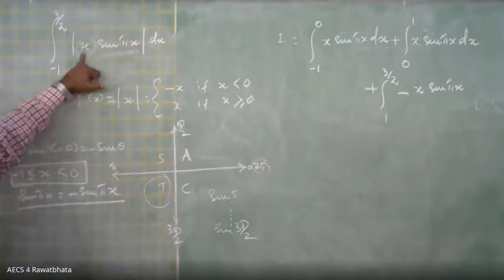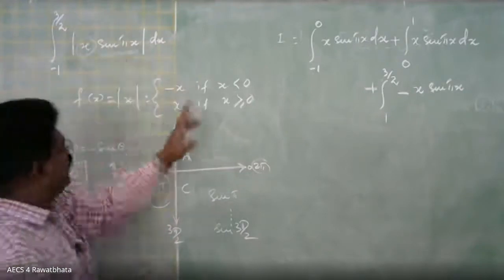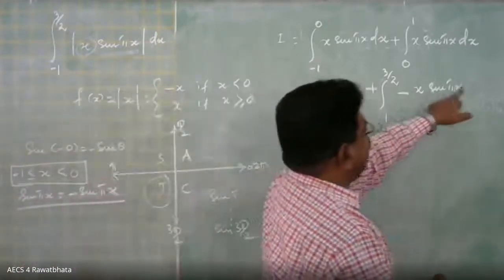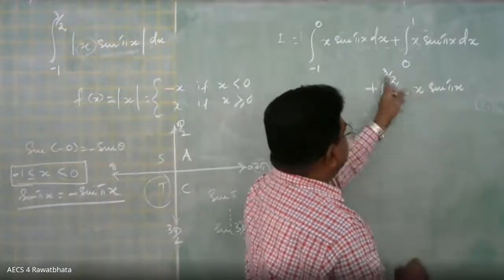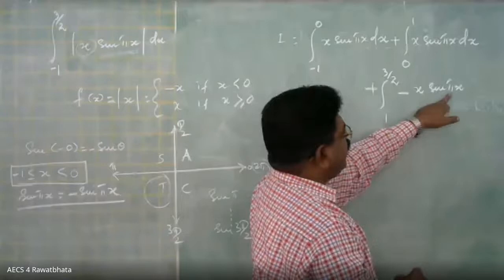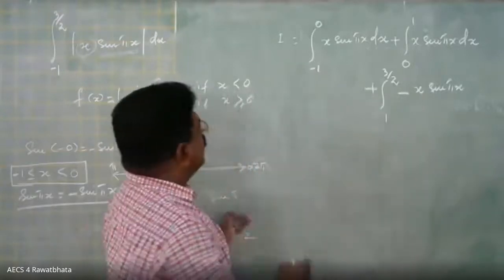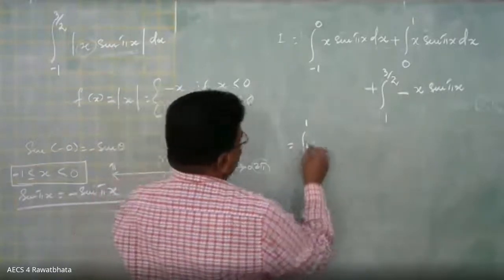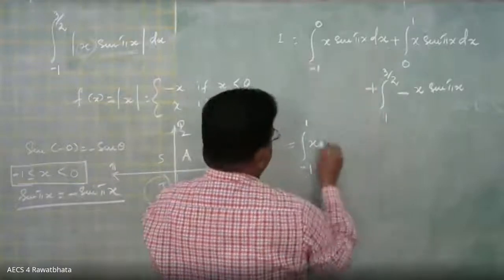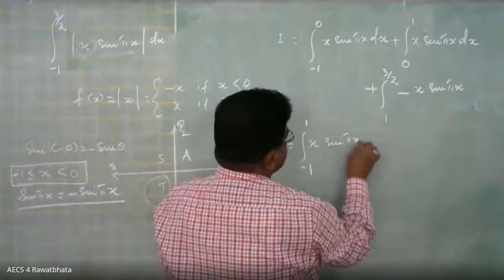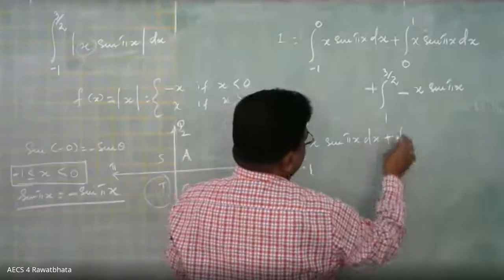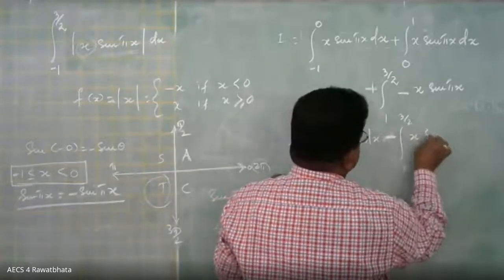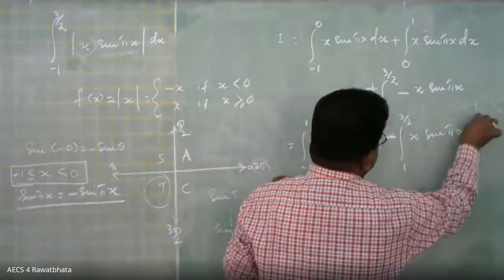Already x is positive, but we want a positive value, so we put a minus. So minus of x sine pi x, then applying the value, negative, minus minus becomes plus. So now this is equal to the integral from minus 1 to 1, both are positive, you can combine it: x sine pi x dx, plus, I can take the minus out, minus the integral from 1 to 3/2 of x sine pi x dx.